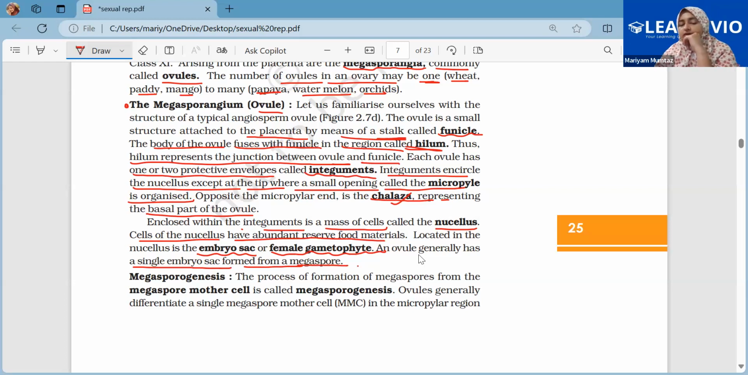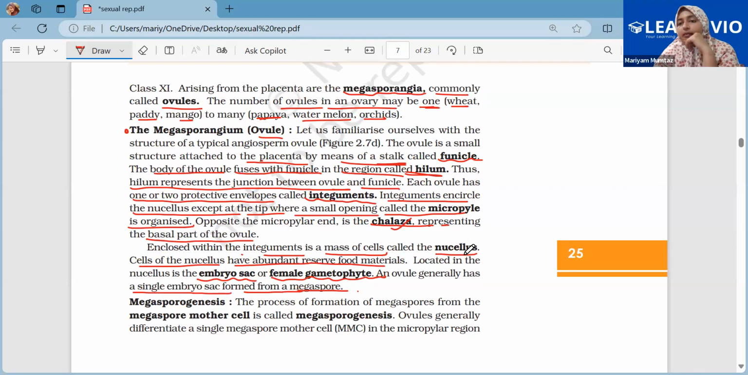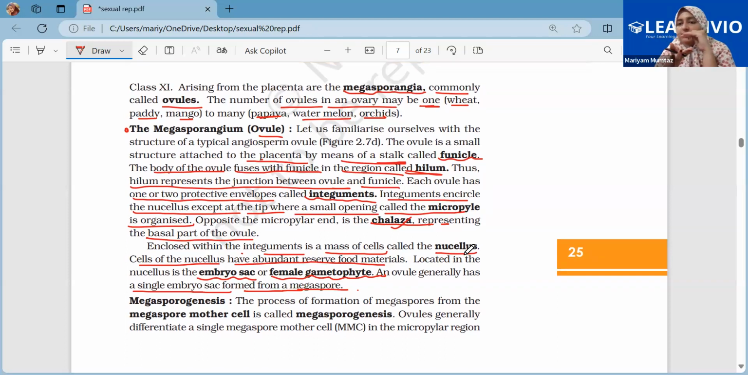Any doubts up until now in the structure of ovule or the female reproductive structure? And what does this chalaza do? Chalazal end. Chalaza is the basal part of the ovule, meaning anything that has a base and a top. So the top part is micropyle, the base part is chalaza. It's the name.